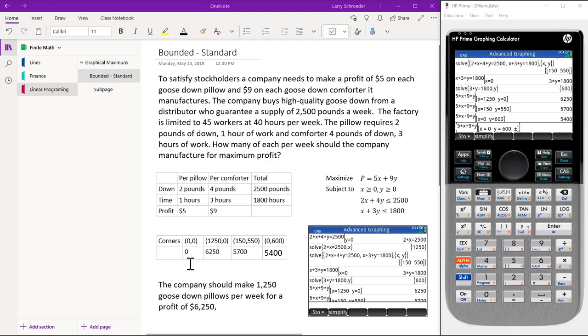Transferring our calculator answers over to our chart, we have 0, 0 is 0; 1,250, 0 is 6,250; 150, 550 is 5,700; and 0, 600 is 5,400. We see that 6,250 is the maximum profit, so the company should make 1,250 goose down pillows per week for a profit of $6,250. This ends our lesson on graphically solving a bounded standard problem by corner points.